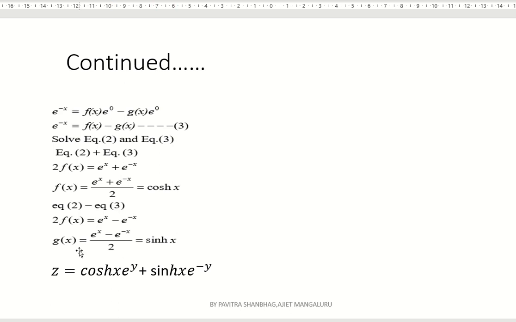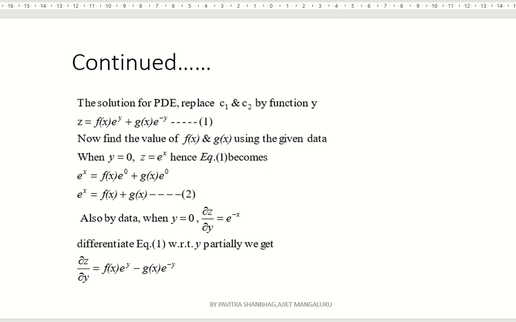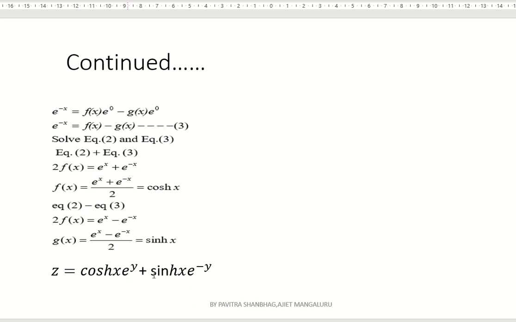At the end, you have to replace back in this expression, z = f(x) e^y + g(x) e^-y, but here f(x) is nothing but cosh x and g(x) is nothing but sinh x. Replace back here, therefore z = cosh x e^y + sinh x e^-y. This is the final solution for the given PDE.